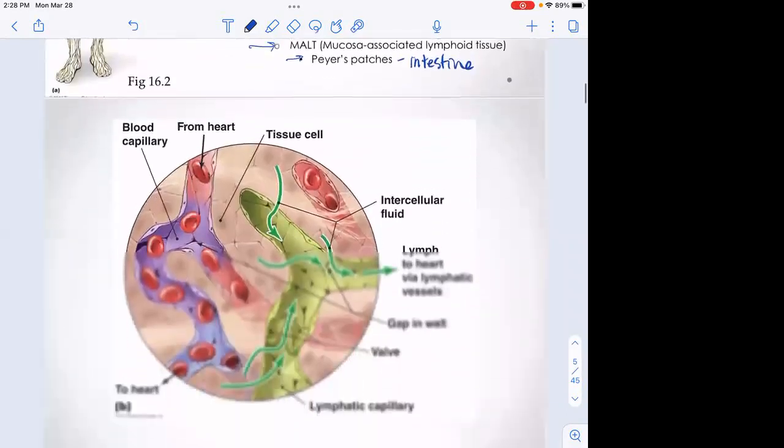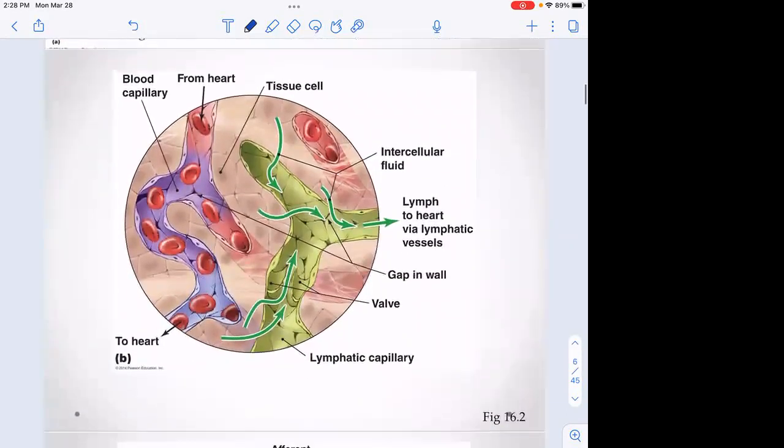Okay, so if we look a little bit closer at a lymphoid capillary and its association with the blood capillary. So, of course, the blood is pumped by the heart, right? That's how it circulates through the body. Normally we have a small amount of fluid leaving that bloodstream. We've got gases, maybe some proteins, some nutrients maybe that are getting out to the tissue. So normally we have some stuff leaving that blood vessel, kind of whatever's left over.